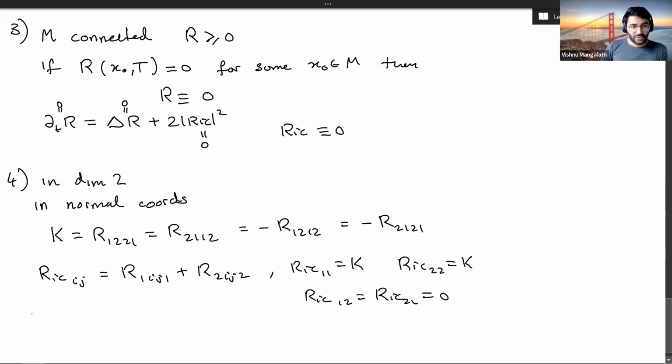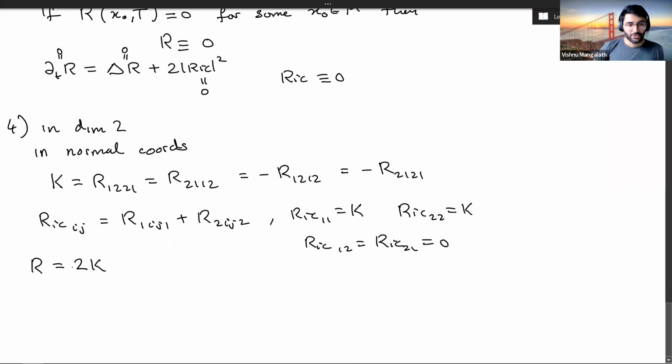So that means that the scalar curvature R is equal to 2K, just by summing these two. Also, just by looking at this expression, you know that the Ricci tensor is equal to R divided by 2 times the metric, which means that the trace-free part is equal to 0. And so the norm is equal to half R squared.